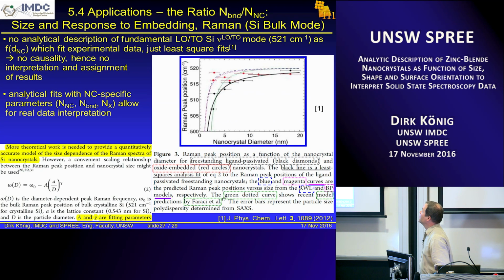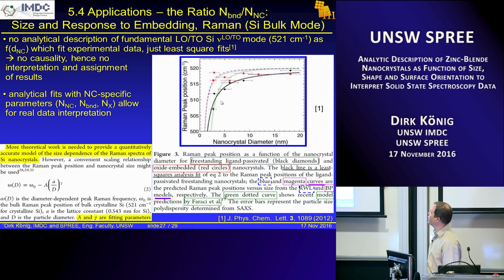Another very interesting Raman mode is the silicon bulk mode. That is usually used to get the nanocrystal size. And this is kind of working for freestanding nanocrystals. But if you look at nanocrystals embedded in silicon dioxide, it does not have a real preference. And this is actually a very nice work from a Chinese group in the Journal of Physical Chemistry Letters back in 2012. And they used different models here.